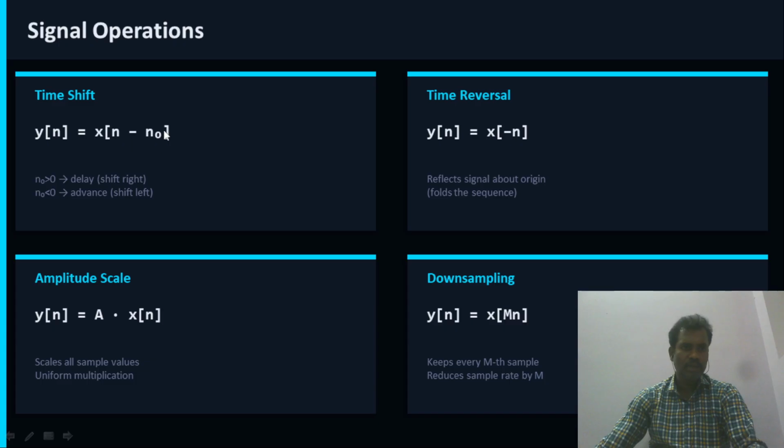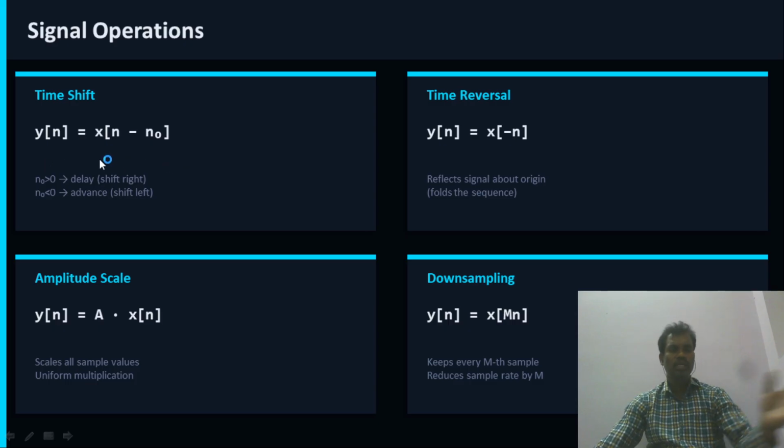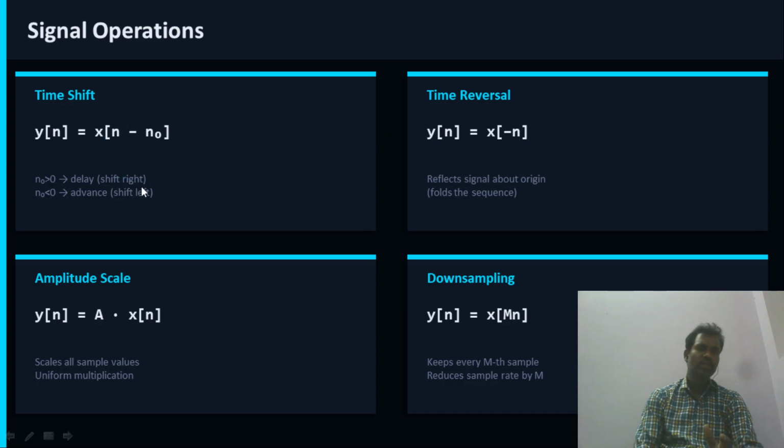And advance means if n naught is equal to minus 1, you take n plus 1 equal to 0. Assume everything has to occur at the origin, x of 0, but with n plus 1, for the shifted signal, n is equal to minus 1. Instead of occurring at 0, it has to occur at minus 1. That is advance. So before the origin, it has to occur at minus 1. It is called a left shift operation. The signal is shifted to the left side by 1 unit of time.